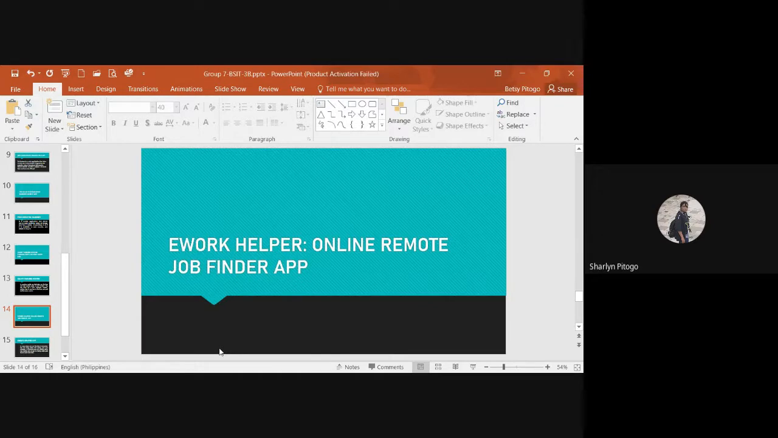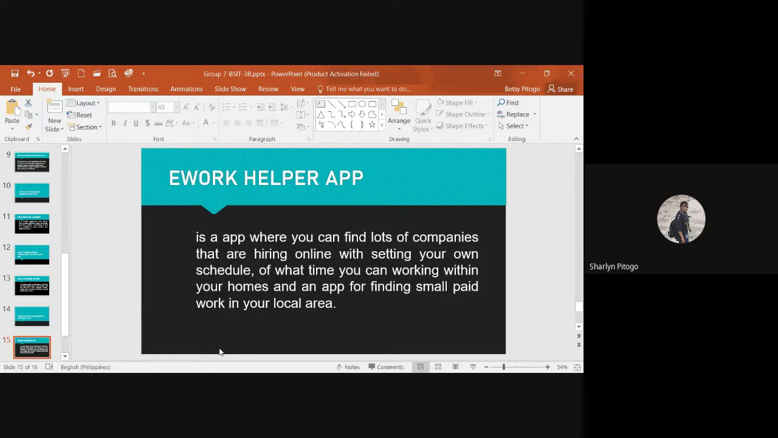E-Work Helper, an online remote job finder app. In this app, you can find lots of companies that are hiring online, with the ability to set your own schedule of what time you can work within your homes, and an app for finding small paid work in your area.